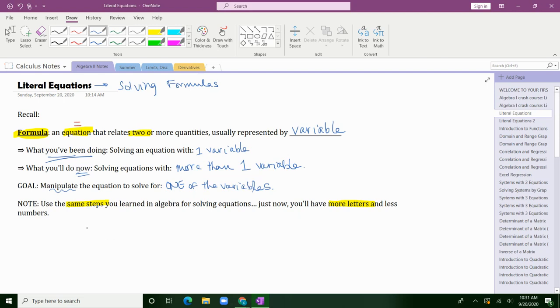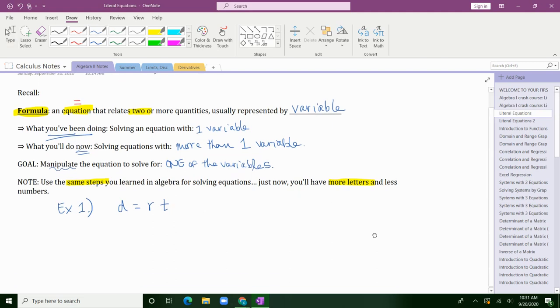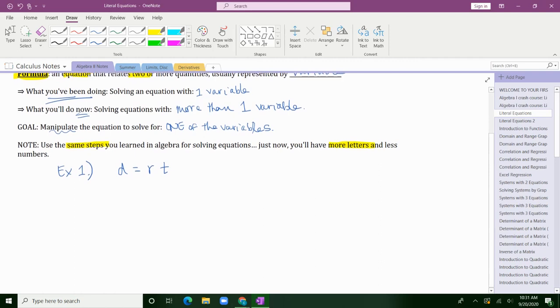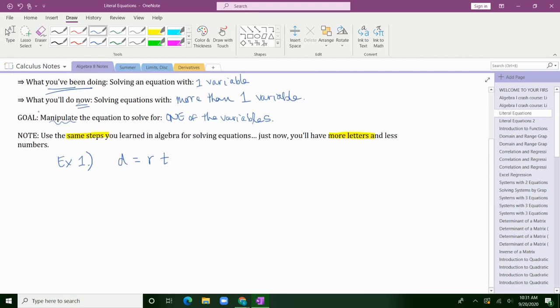All right, so what we want to do is start with a super simple one, just so you can see what our answers are going to look like. So let's start with the formula D equals RT. I'm going to try and use real formulas. Sometimes I make them up just to show you something that I'm interested in, but I will try to use actual formulas for math and science.